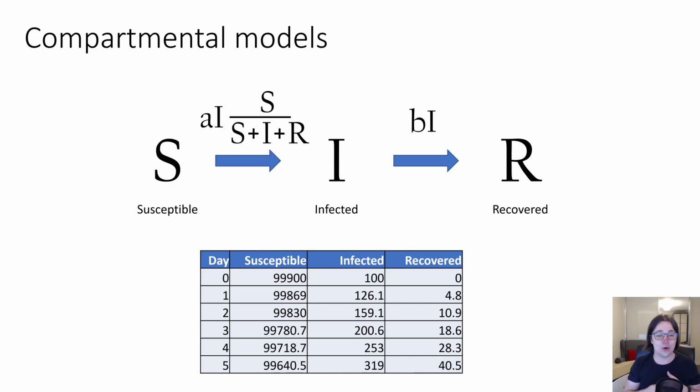100,000 people, 100 of whom are infected and none of them are recovered. In the next step, those 100 people caused 26.1 new infections, and the number of people who've moved from being infected to recovered comes out to 4.8. And you keep on doing this process for day 1, day 2, day 3, until you work out what the resolution of the epidemic is.